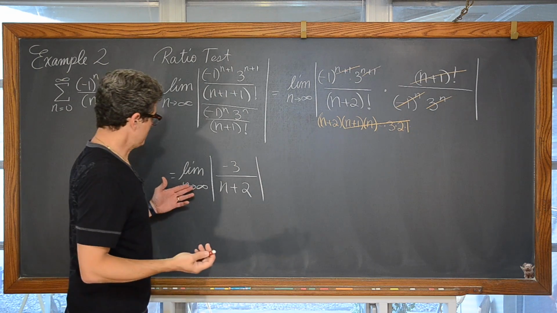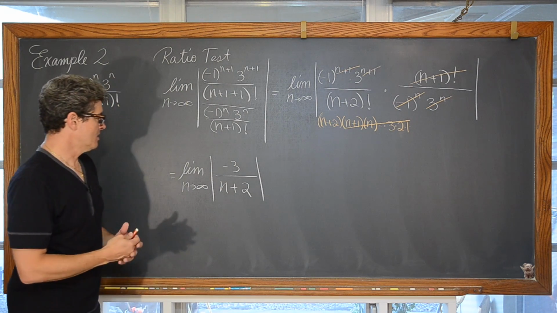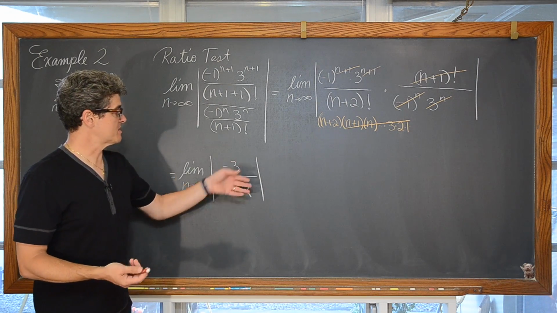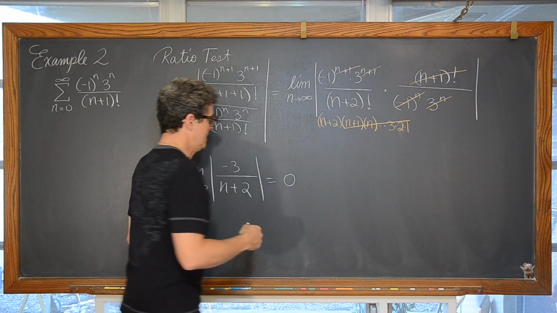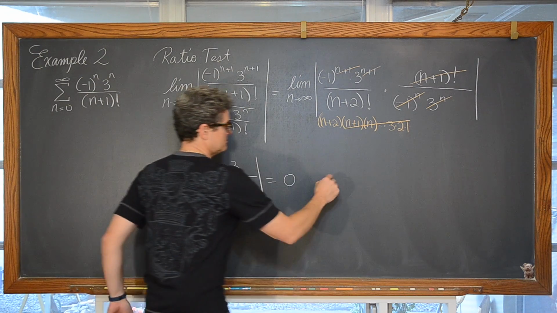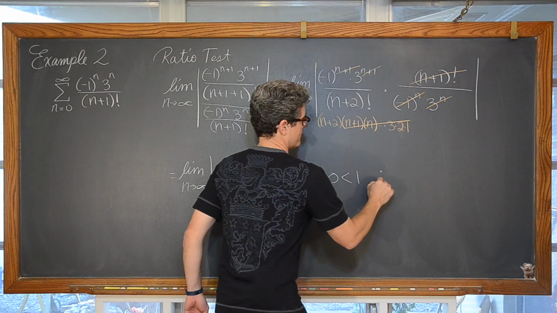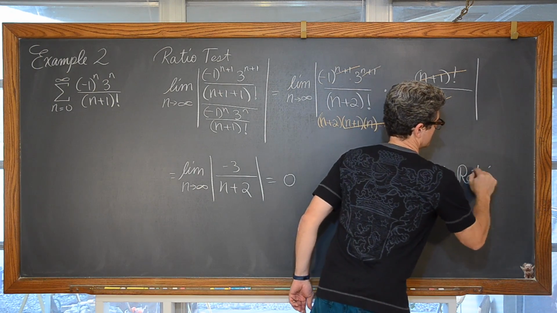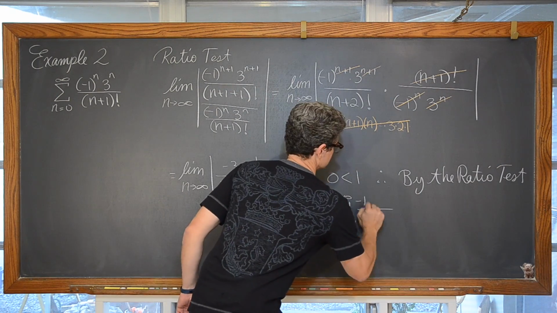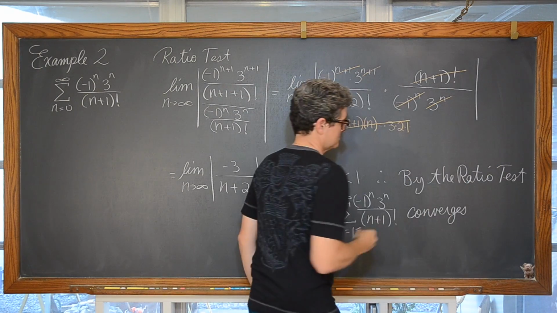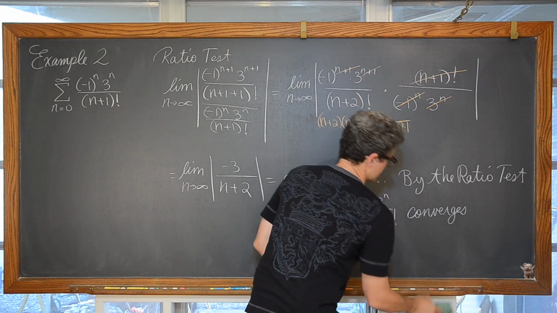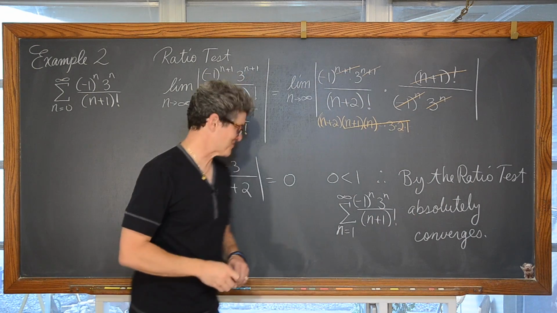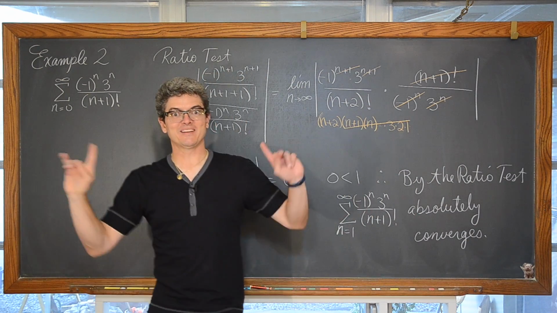Okay, well, as we let n approach infinity, we're going to have negative 3 over basically infinity, which means that this limit is equal to 0. Now 0 is less than 1, so therefore by the ratio test, actually, instead of just saying converges, absolutely converges.